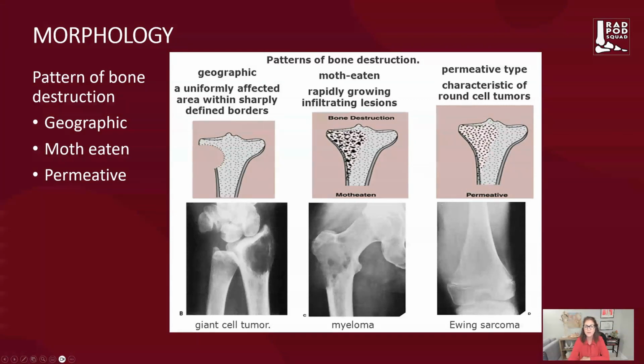A moth-eaten pattern is where we have lesions that are about 3 to 5 millimeters in lucency and creating this effect of this lucent region of the cortex. It's a moth-eaten pattern superimposed. This is an aggressive, rapidly infiltrating lesion. And of course, these permeative types can be very difficult to see, but notice that there's a change in the cortical layer as we move towards the metaphyseal region. There's a lesion that is permeative, very characteristic of round cell tumors, in this case, a Ewing sarcoma.